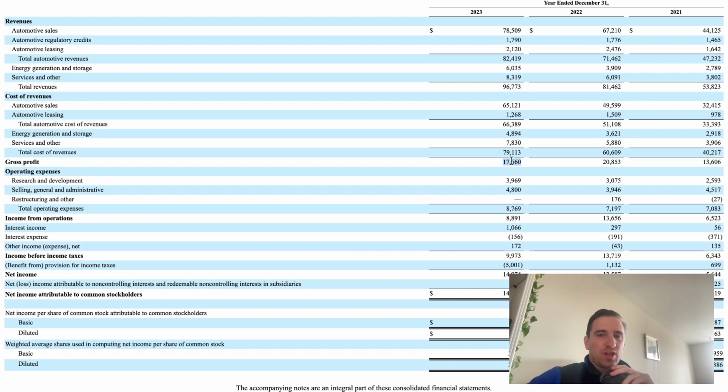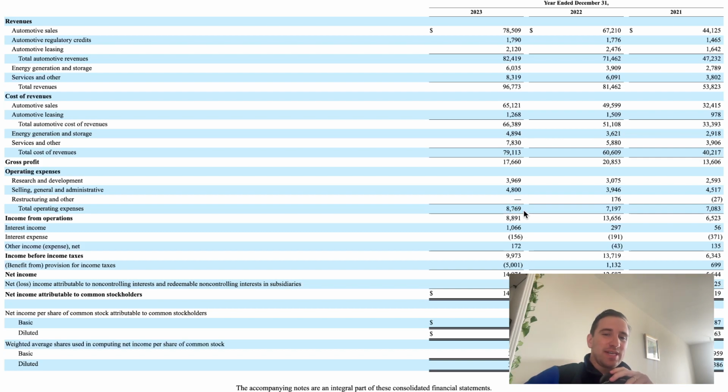Gross profit throws a lot of people off. It's a profit of just the costs, the inputs, but it doesn't count research and development costs. It doesn't count selling, general, and administrative costs. So you can see it still had total operating expenses of 8 billion.